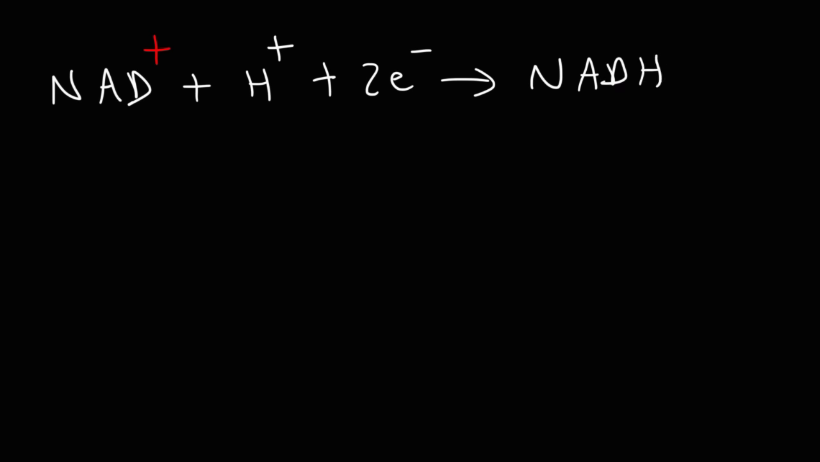Number 16, which of the following component events of cellular respiration produces the greatest number of ATP molecules? Would you say it's glycolysis, pyruvate oxidation, the Krebs cycle, electron transport chain, or chemiosmosis? Now, glycolysis produces 2 ATP molecules. Pyruvate oxidation doesn't produce any ATP molecules. It does produce NADH molecules, which eventually become ATP molecules. The Krebs cycle produces 2 ATP molecules per 1 molecule of glucose.